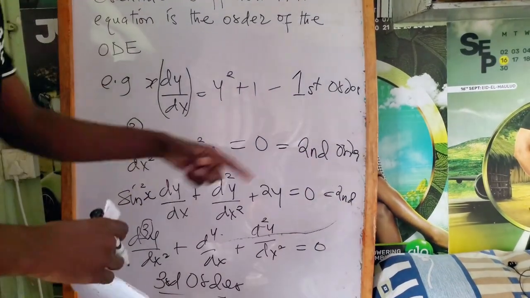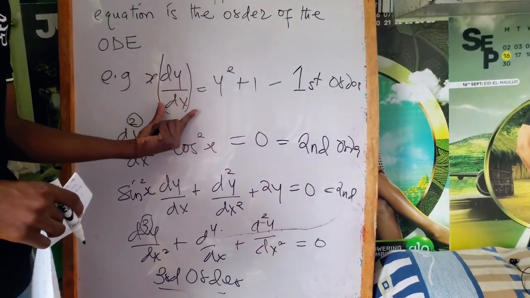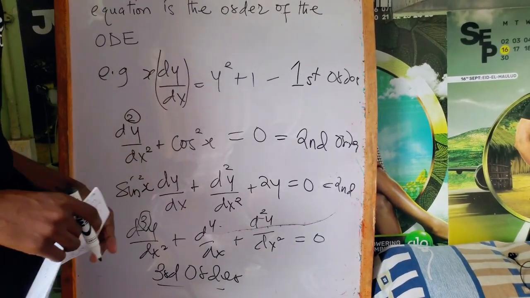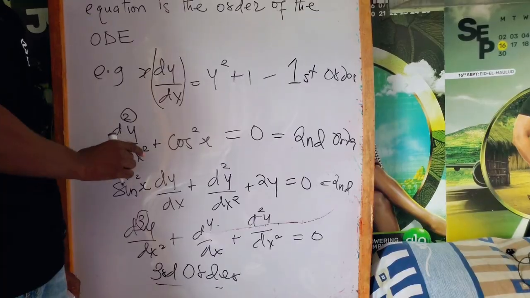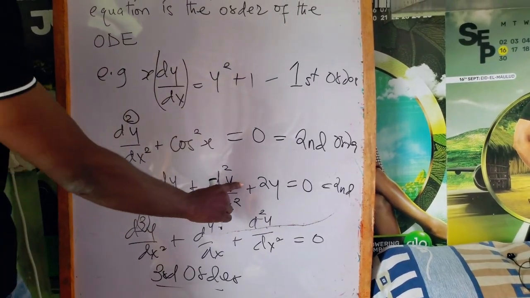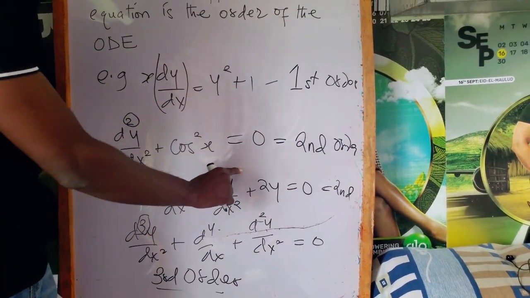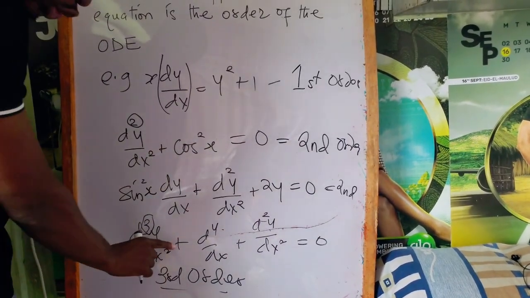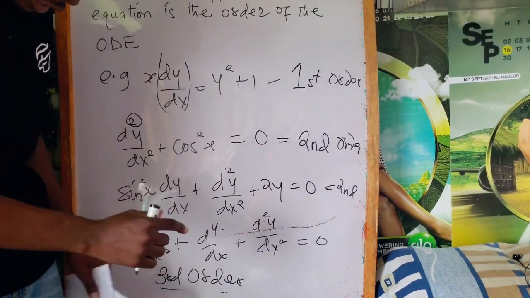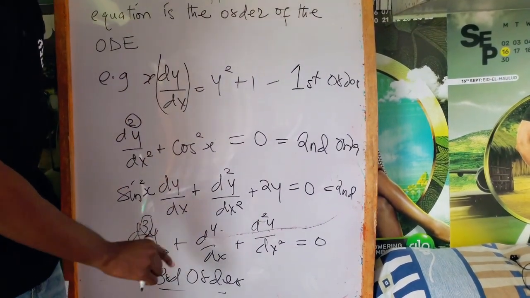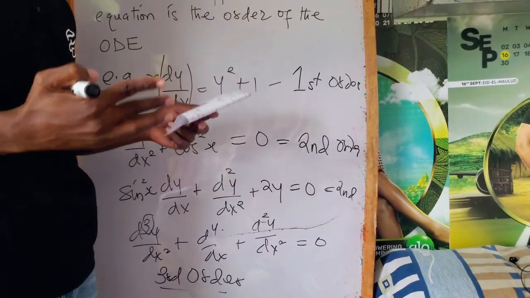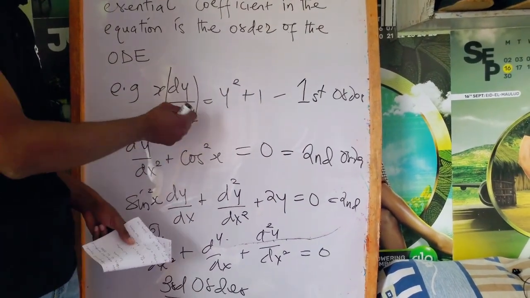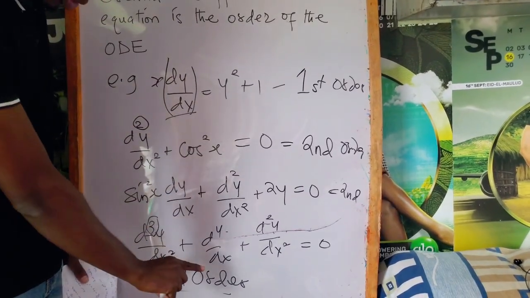Third order. So this is a first order because it has the differential coefficient of order 1. This is a second order because it has a differential coefficient of order 2. This right here is still a second order because the highest differential coefficient is of order 2. And this is a third order because the highest differential coefficient here is of order 3. So this is what tells you the order of a differential equation. It depends on the differential coefficient. This is order 1, order 2, and this is order 3.